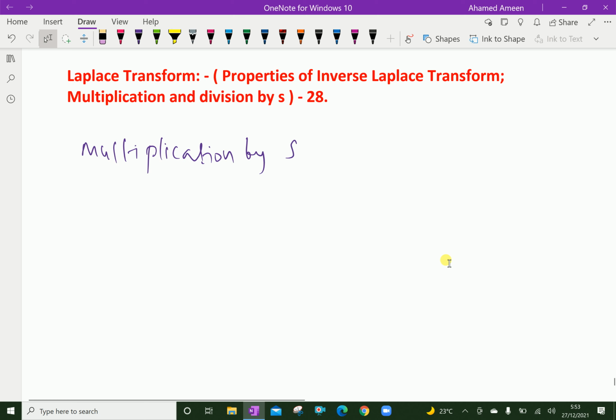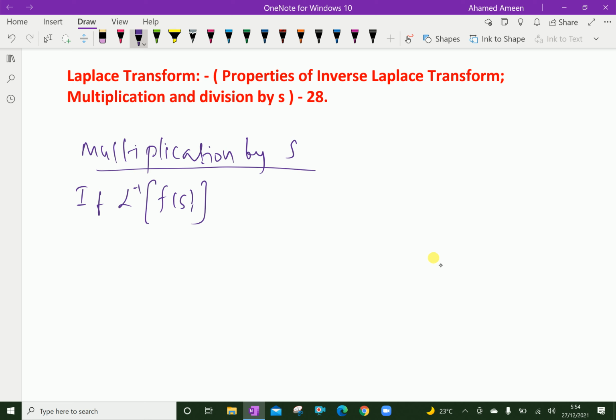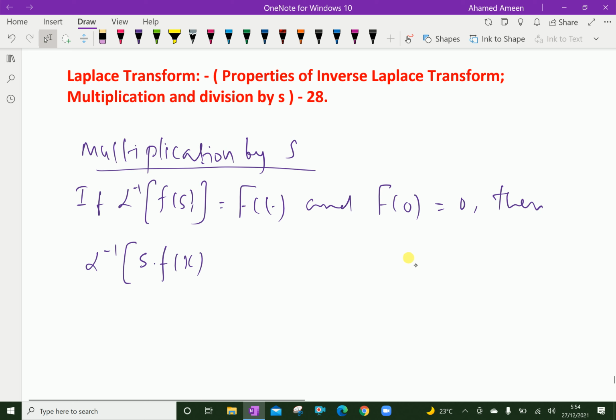Here, if inverse Laplace transform of f of s equals f of t and f of 0 equals 0, then inverse Laplace transform of s into f of s equals f dash of t, that is, the derivative of f of t.